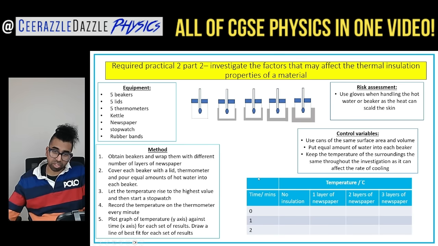And look at my table of results. We've got time, insulation, we've got no insulation, 1 layer, 2 layer, and 3 layer over here. So we've got 1 layer, 2 layer, and 3 layer. Hopefully you can identify that. The results will look like the following.